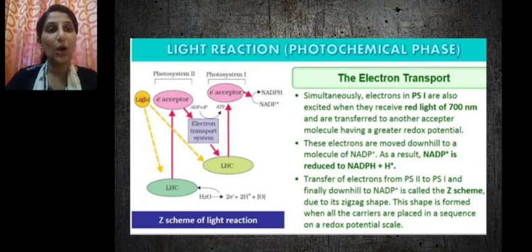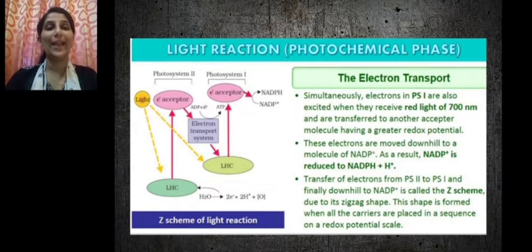The electron is moved downhill to a molecule of NADP, that is nicotinamide adenine dinucleotide phosphate. When NADP gains an electron, it undergoes reduction and gets converted to NADPH plus H plus. So this is the site of synthesis of NADPH. And when the electron is transferred through the electron transport chain, we can see ATP is getting synthesized.